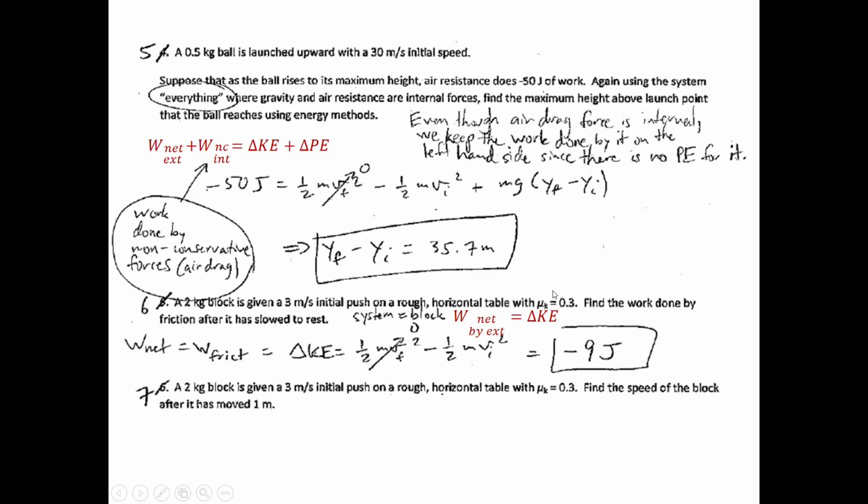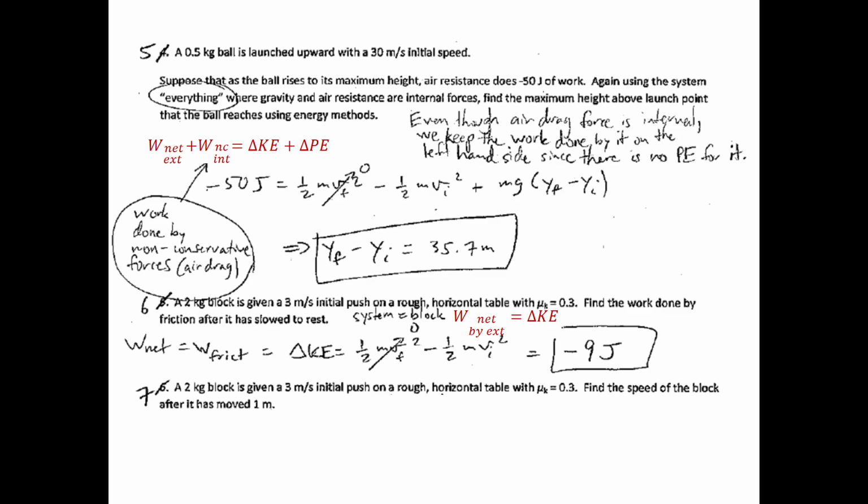Problem 7 is a similar kind of problem. Again, a 2-kilogram block given the same initial speed of push on the rough table, same coefficient of kinetic friction. Find the speed of the block after it has moved 1 meter. So we're imagining it's sliding. It goes longer than 1 meter until it comes to rest, but we want to know its speed after it passes the 1 meter position from where it was released.